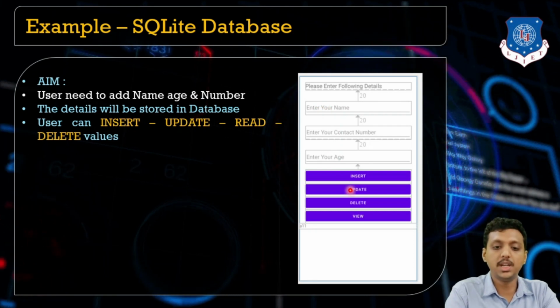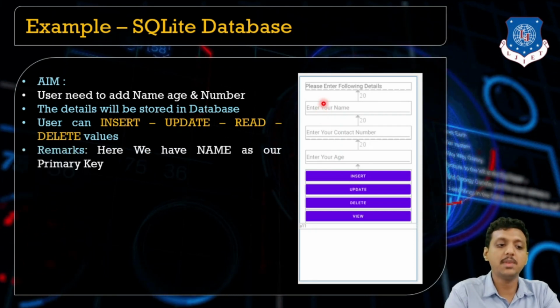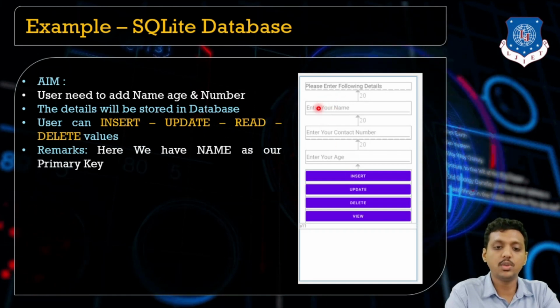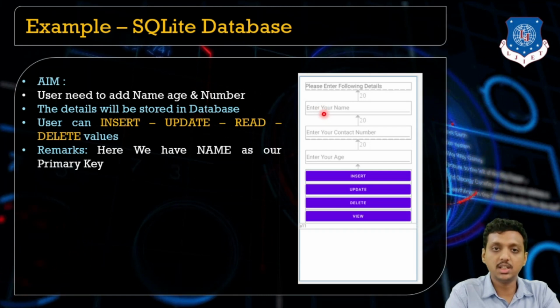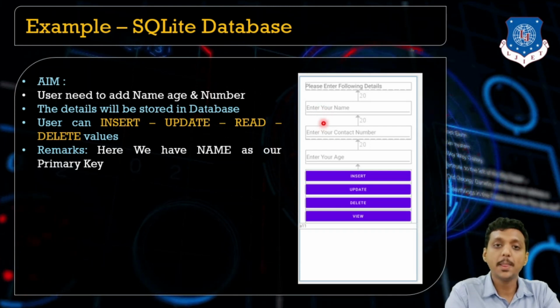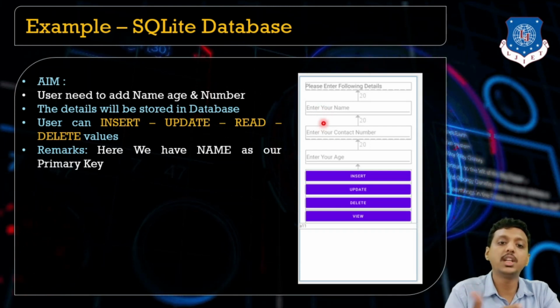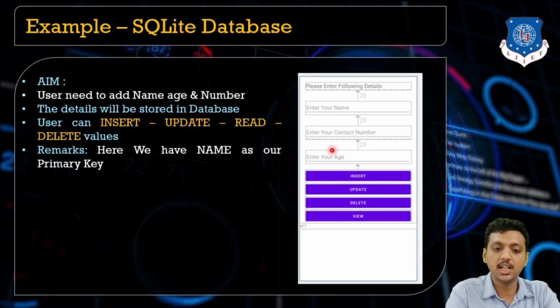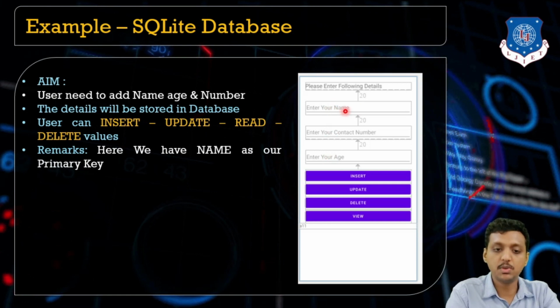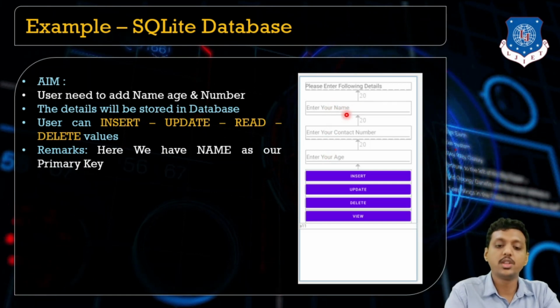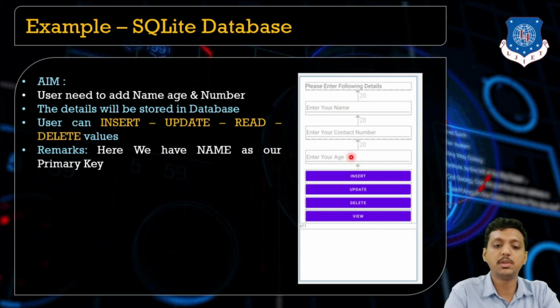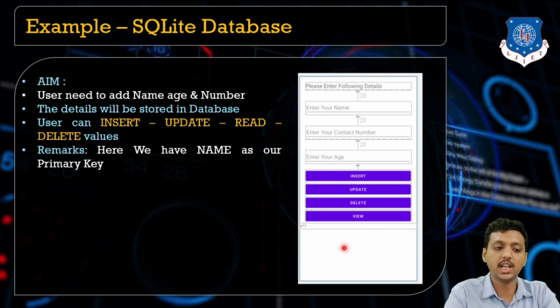When I click on update, here I took the name as my primary key. Name is my primary key. So whatever is written over here in the name, the data of that particular name will be updated. The contact number and the age will be updated for particular names because name is my primary key right now. For delete, the name is already deleted. For view, all the data will be viewed over here in the particular text view.